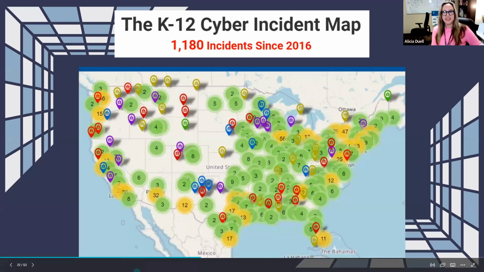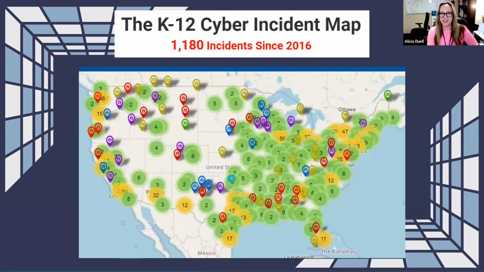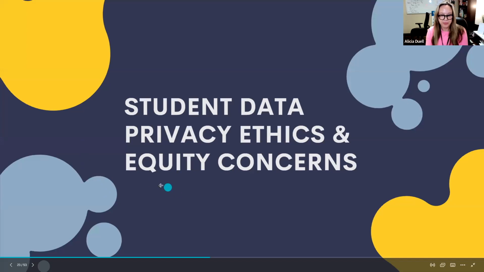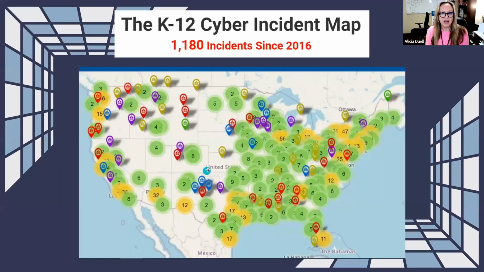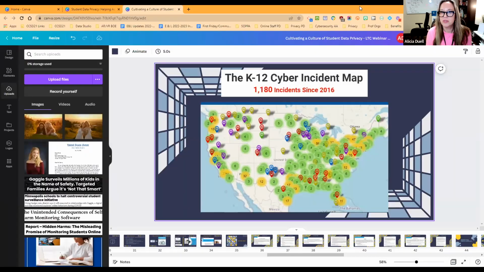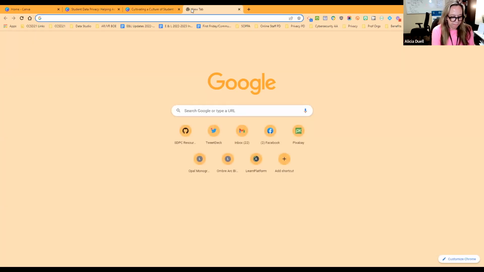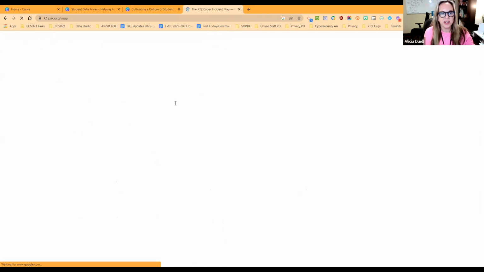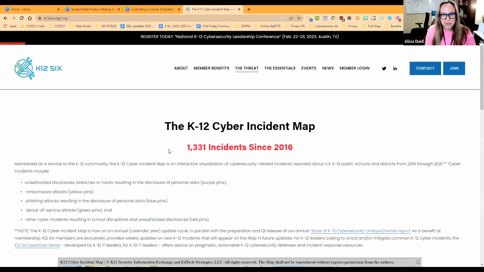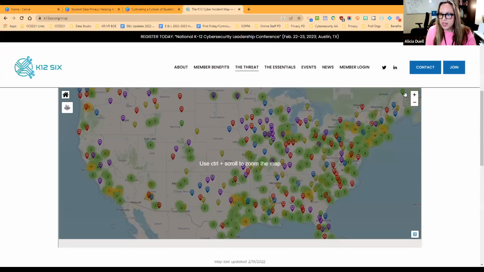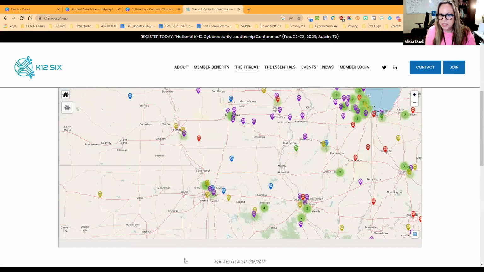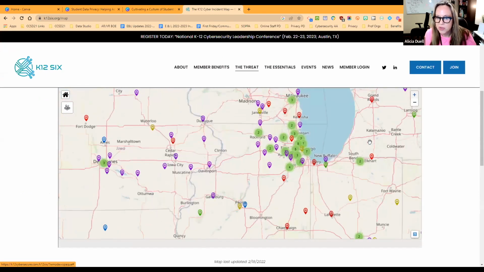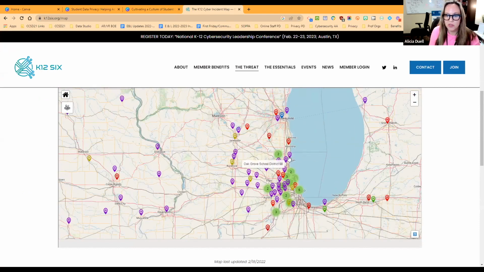If you haven't seen this before, this is the K-12 SIX cyber incident map. It's a really cool map. I'm just going to go to it really quick. It's by the K-12 SIX organization. And then you can zoom in, and you can look at different incidents. You can hover over and it'll tell you what happened.